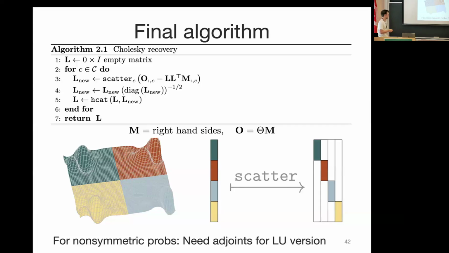And there is also a non-symmetric version. In principle, we can straightforwardly extend this to a non-symmetric operator, so to have an LU version of this. However, then we need adjoints, or adjoint matrix vector products. I think that's also what, at least from the abstract, Nicholas was talking about earlier in this symposium.